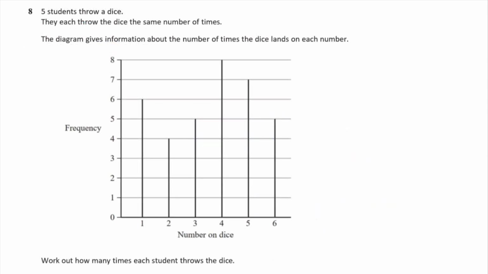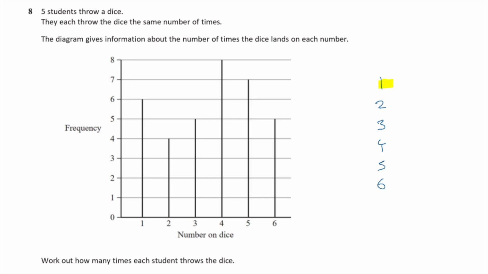Okay. Question 8. 5 students throw a dice. They each throw the dice the same number of times. The diagram gives information about the number of times the dice lands on each number. And you can see we've got a line graph here. It's got the number on the dice along the bottom, and you've got the numbers 1 through 6 and the frequency up the side. So we should be able to read off the frequency for each outcome quite easily. So we've got the scores 1, 2, 3, 4, 5, 6.